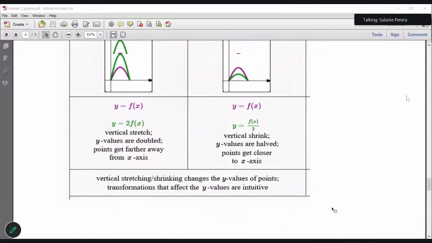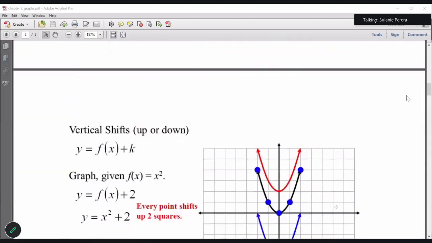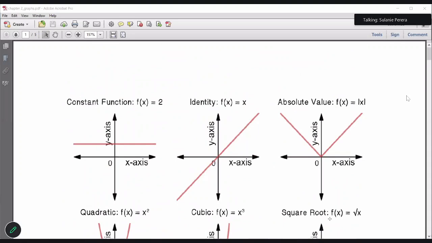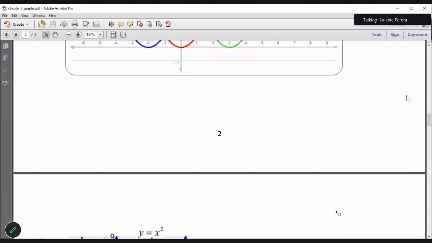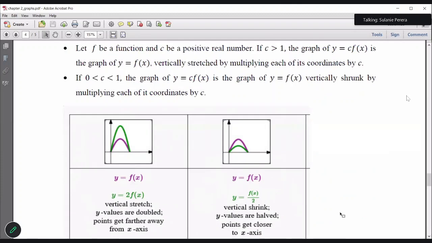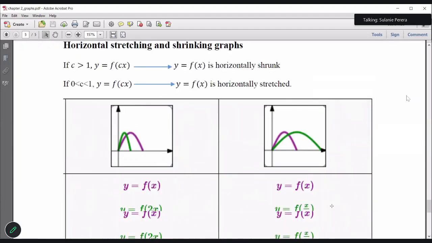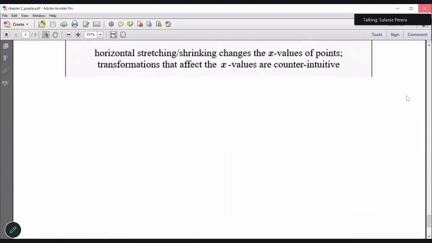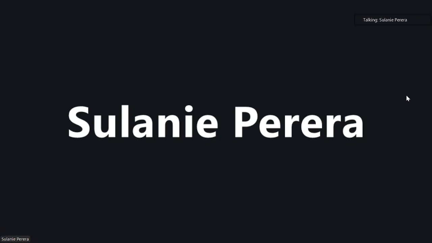So those are the things that you all should know about graphs. I will upload this note to the Moodle. I guess it is not there, so I will upload it. You should know the basic graphs, their shapes, and then how to do vertical shifts, horizontal shifts, then both vertical and horizontal, then vertical stretching and shrinking, and then horizontal stretching and shrinking. Any questions?